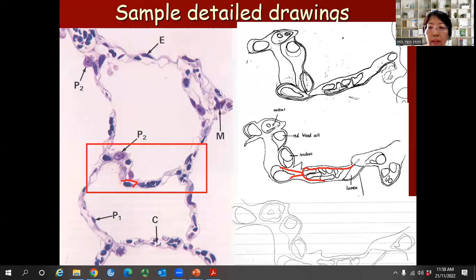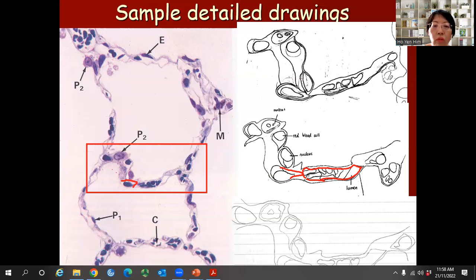So I will draw like this. Like this. This is a continuous capillary. Okay, all the way like this. So you enclose this red blood cell within the lumen of the capillary. So the borderline must be drawn to indicate where the lumen is. Okay, now this one is good. You got the red blood cell and the lumen. Then you got the lumen and the red blood cell. Very good. Okay, very good.